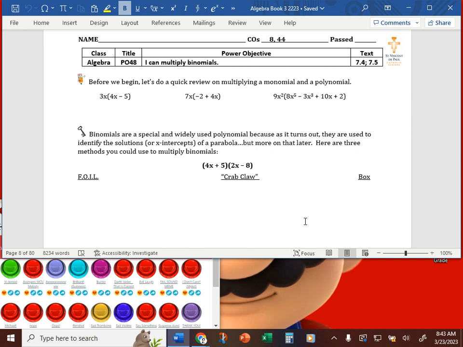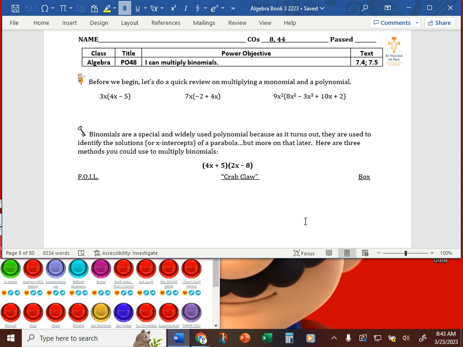Now, who can remind us, what is a binomial? Cole: A binomial is an expression with two terms. Right, that prefix bi, meaning two, okay? It's a two-termed expression. Yesterday, we focused on a monomial times a polynomial, right?